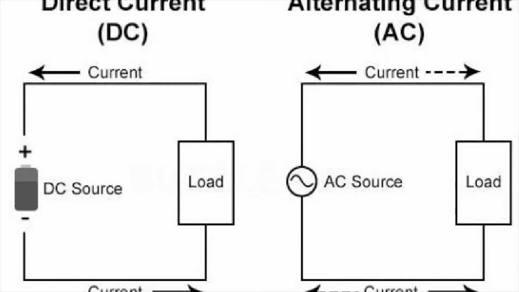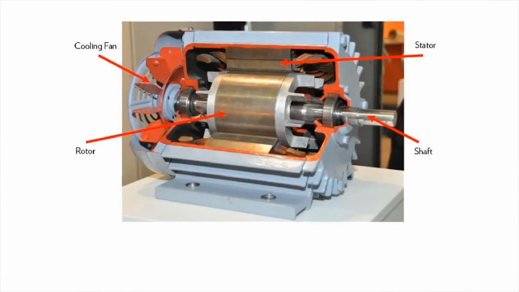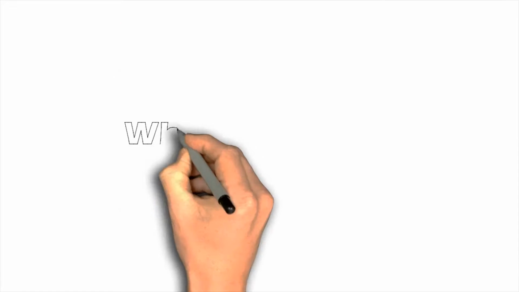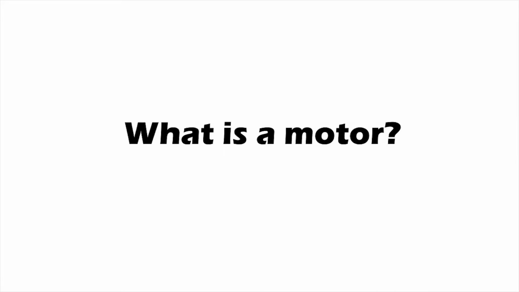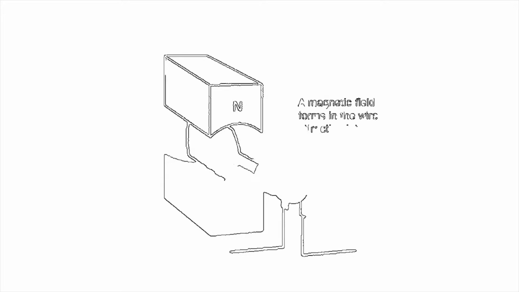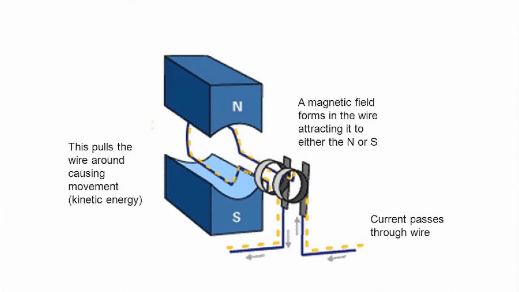Let's get into it. The direct current, or DC, works in a way that the electricity charge flowing through a certain circuit is in one direction, while alternating current, or AC, means that the charge flow changes over time. Now, these currents are usually used to drive electrical motors. What is a motor, you say? Well, a motor is an electrical machine that converts electrical energy into mechanical or kinetic energy.